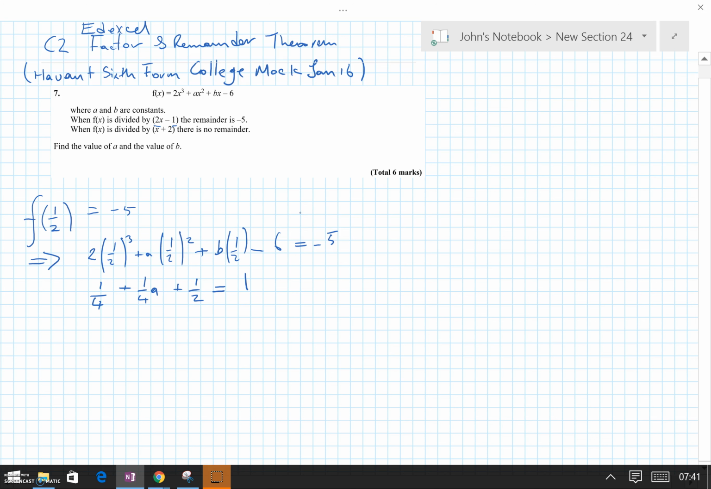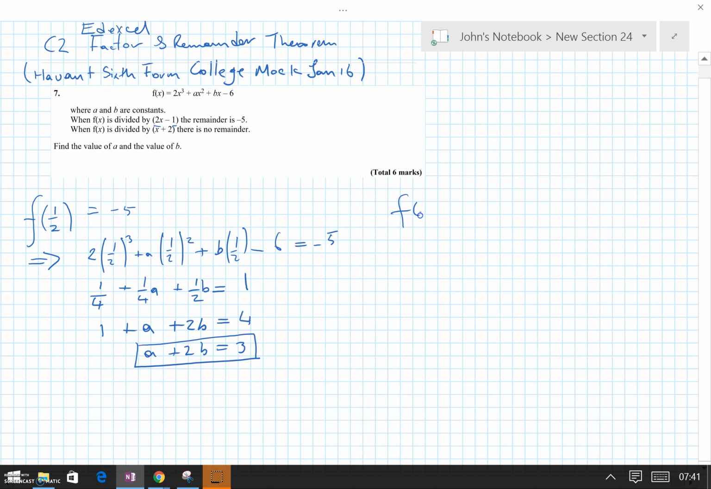Okay, so now let's times by 4 through, just to get rid of the fraction. We'll get 1 plus a plus 2b equals 4. So that gives us a plus 2b equals 3. So this is one of these ones where we're just going to set up a simultaneous equation. Okay, let's write out the other one.